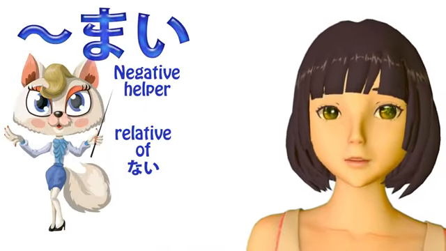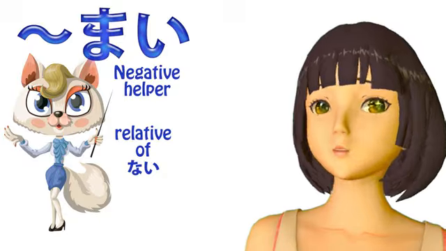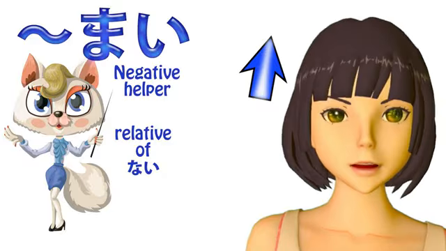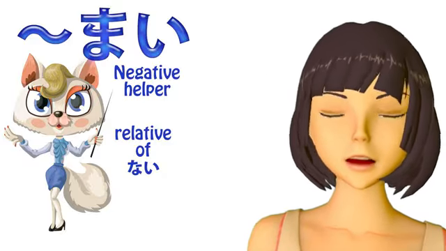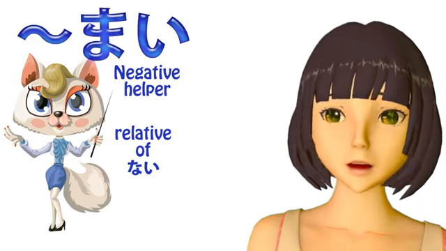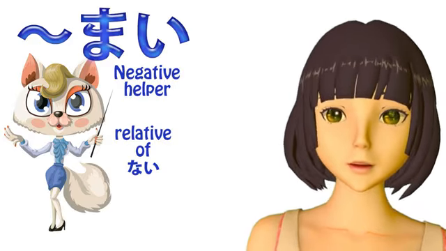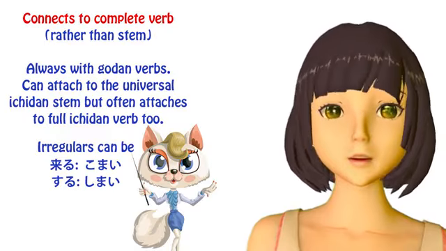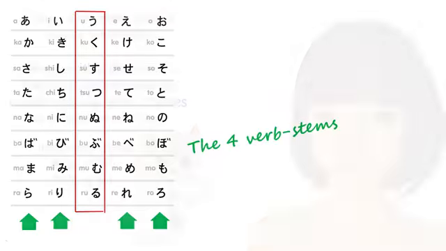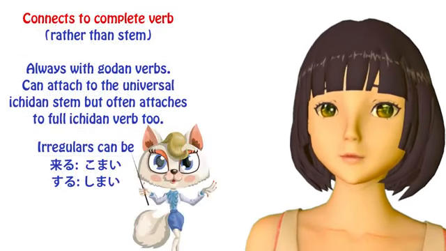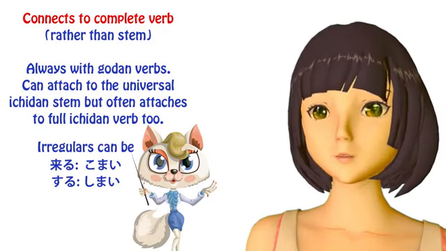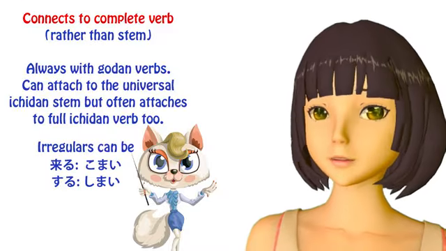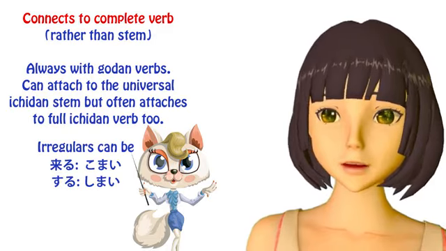Mai is a negative helper, like zu and nu, which I did a video on quite recently, and like them, it's something of a fossil. One of those elements that's not quite at home in modern Japanese, but it's used quite a lot, so we need to understand it. The first unusual thing about it is that unlike most helpers, it doesn't attach to one of the verb stems. It gets stuck right onto the end of the verb in most cases. So if we want to push it onto iku, we just say ikumai. This is always the case with godan verbs because there's no other way of attaching mai.